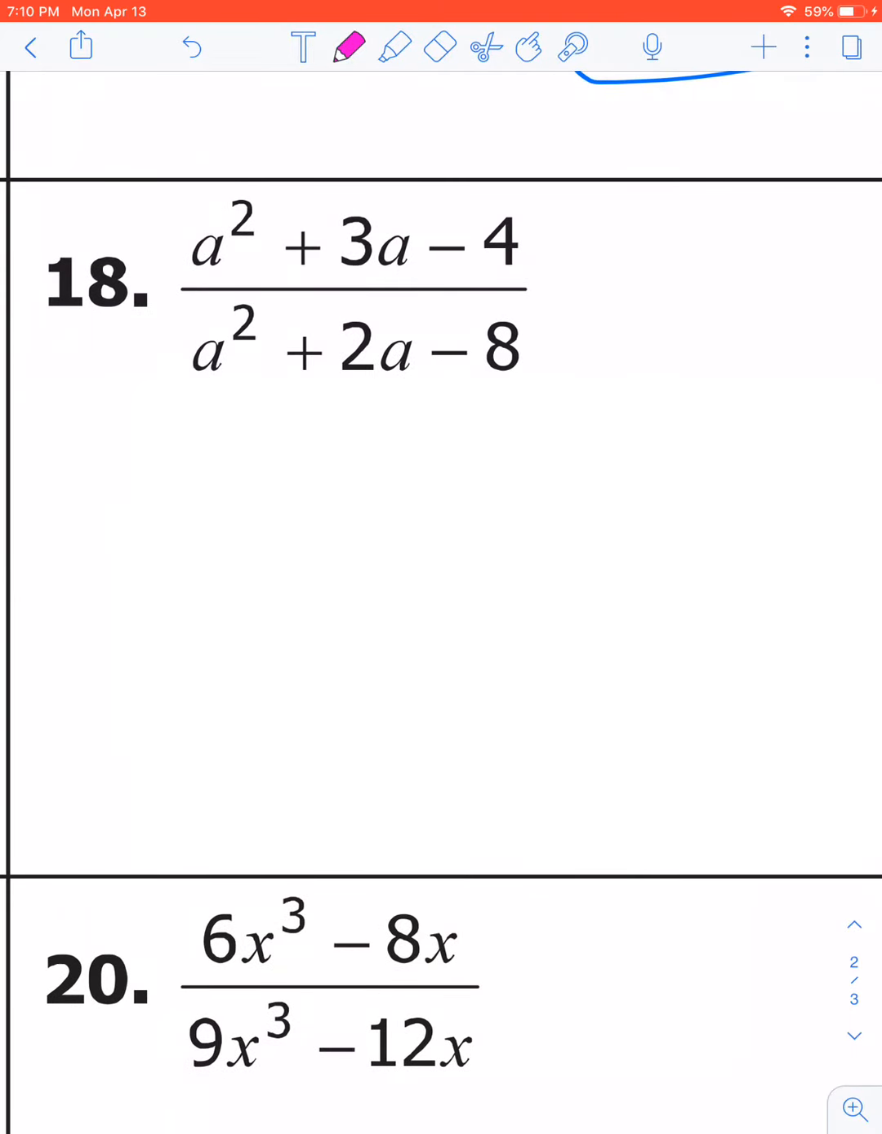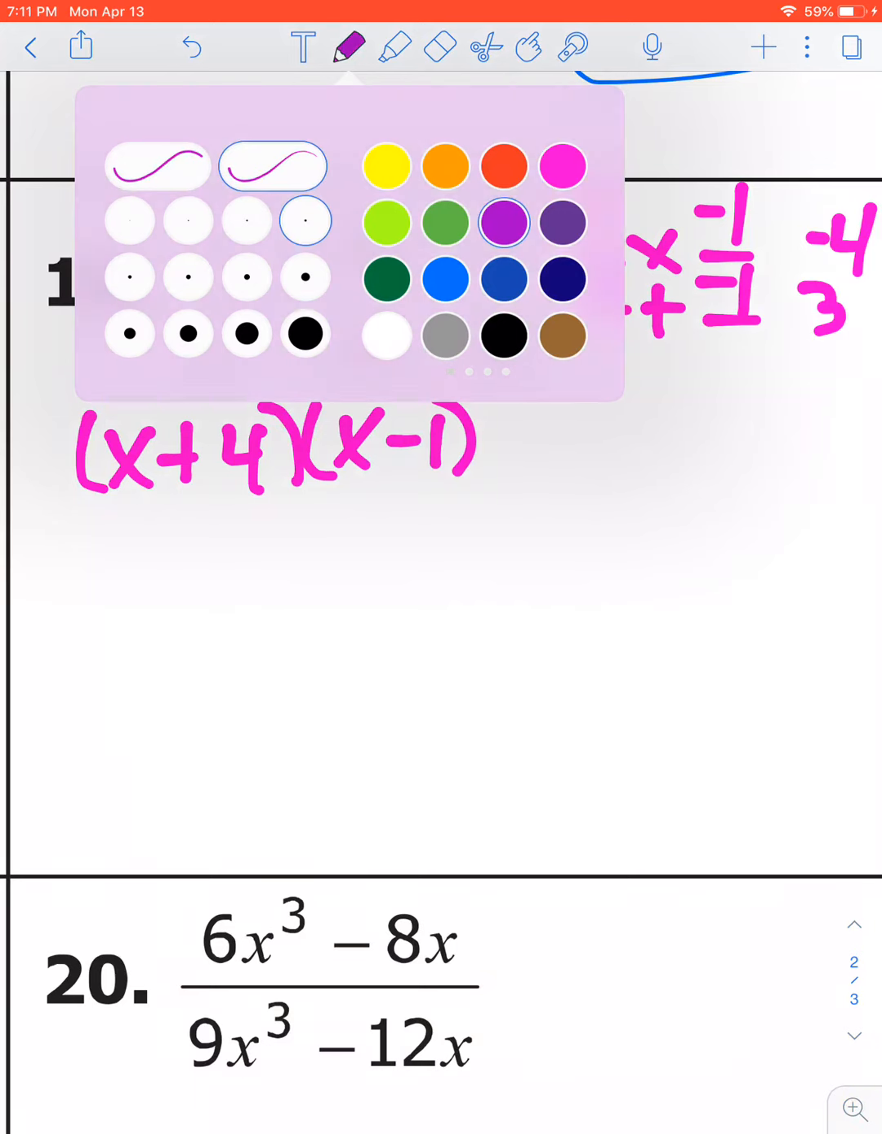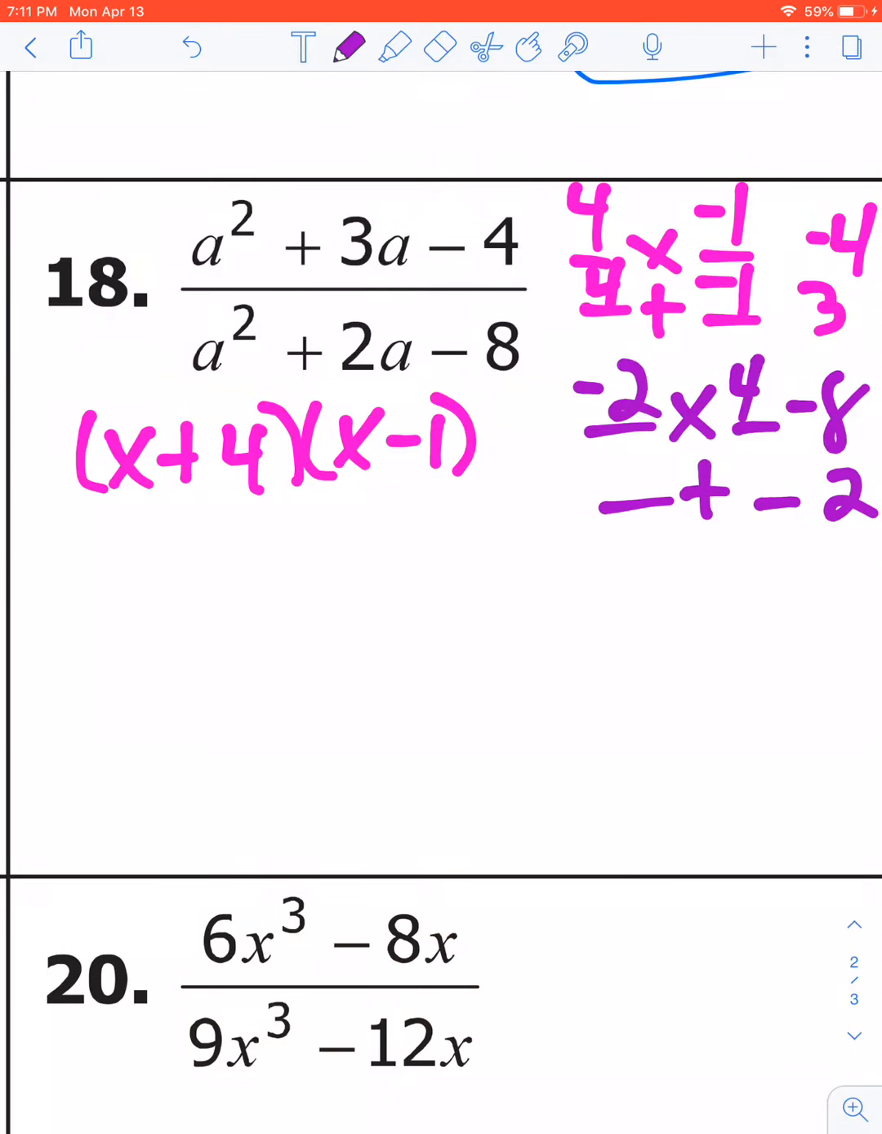Problem 18 is a very similar problem. We have trinomial factoring in both the numerator and the denominator. So what are two numbers that multiply to give me -4 and at the same time add to give me 3? That's going to be a 4 and a -1. Then I have two numbers in the denominator that multiply to give me a -8, but that add to give me 2. That's going to be, pardon me, I got the sign wrong. That's going to be a -2 and 4.